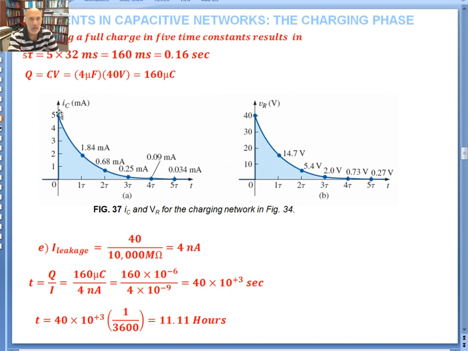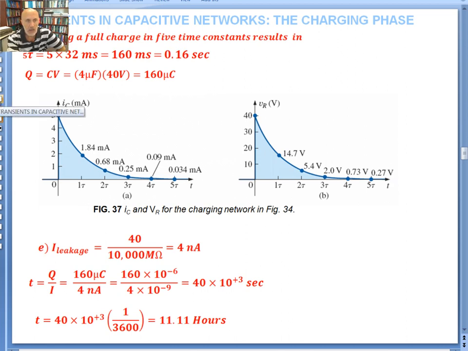They want you to calculate or draw the plot, the waveform for the current I of C, and also the voltage V sub R, which is exactly identical. It started out with 5 milliamps. It goes down to 0 after 5 time constants, which is 160 milliseconds. But the voltage would be whatever the current is, exact same shape. You just multiply by 8K, and everything is just linear, which is at 40 volts. It goes down to 0.